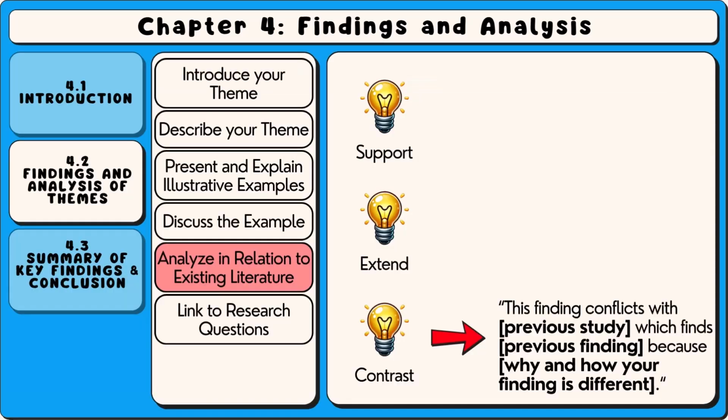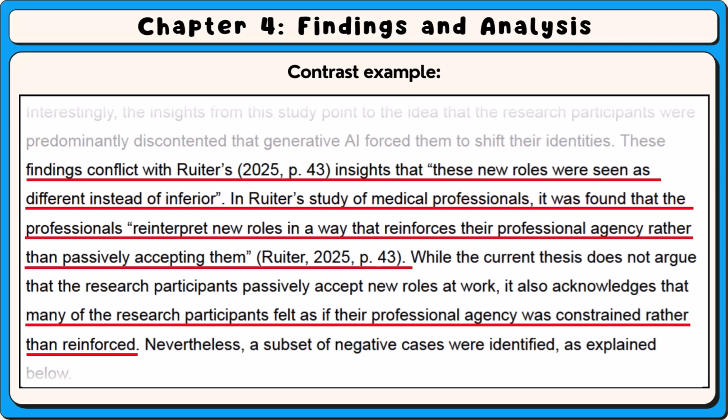Lastly, here's a template for contrasting your findings against previous studies. This finding conflicts with previous study, which finds previous finding because why and how your finding is different. Here's an example where the sample thesis is showing that it is contradicting existing literature. You can pause the screen if you want to read that example.